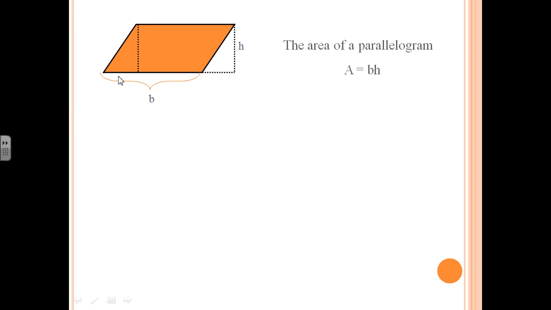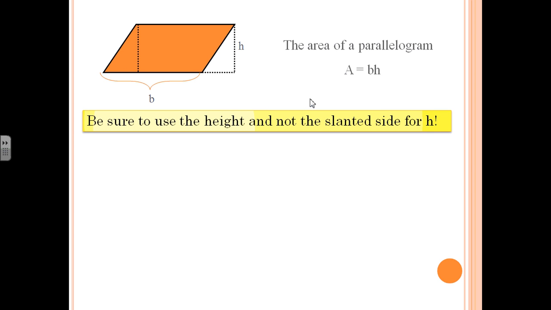The problem is that when they give you information, they're going to give you the slanted side, and then they'll give you this base, and you're probably going to have to figure out what this height is. So don't just take this side and multiply it by that side. Since this is a parallelogram, you would actually have to figure out the height. Okay, so be sure to use the height and not the slanted side for h. That is the one place that people make a mistake.